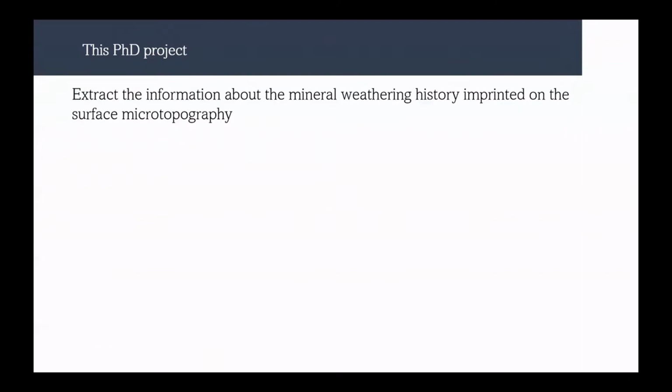So the aim of this PhD project is to extract information about the history of a given mineral weathering that are left imprinted on the surface microtopography. And so to do so, since we want a quantitative information, the idea is to use surface roughness as a proxy of surface topography.